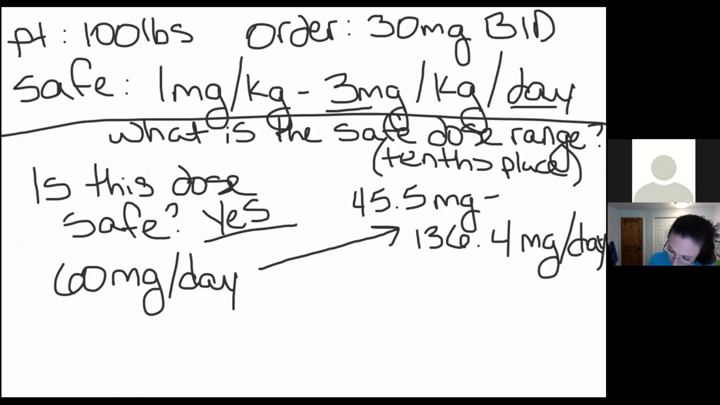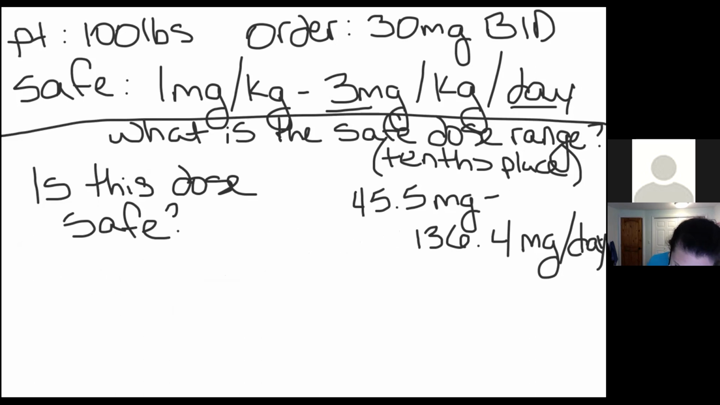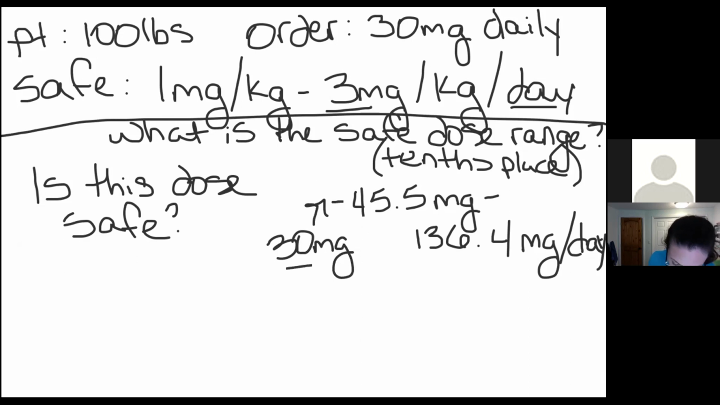I'm going to reword my problem a little bit here. We're going to keep our safe dose range, but I'm going to say that this order is for 30 milligrams daily, as in once a day. Well, now we're only getting 30 milligrams, and 30 milligrams is below my range, my 45.5. So it's too low of a dose. It might not be toxic, but it also might not be effective. So is this dose safe? No.